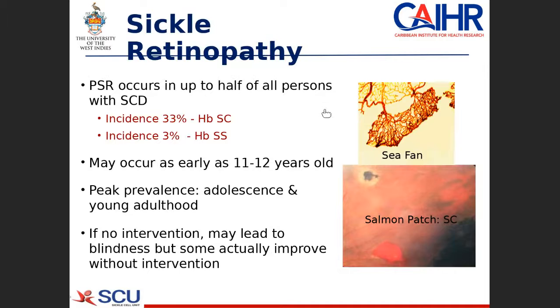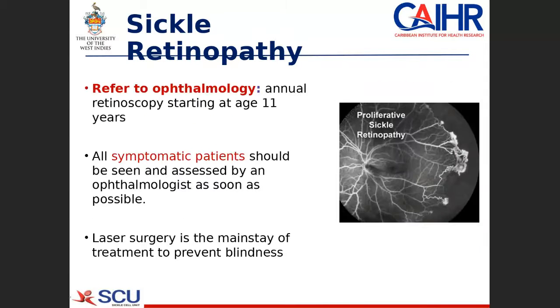Proliferative sickle retinopathy occurs in over 50% of persons with sickle cell disease, and sickle retinopathy is of interest because it is more common in persons who have SC. So those persons who have SC disease, although a milder form of disease in theory, are at risk for sickle retinopathy. As a result of this, all persons with sickle cell disease are encouraged to be referred for ophthalmology screening from the age of 11 years. So all genotypes should be referred for eye assessment from age 11, and this should occur every year because you want to detect any changes very early on, so that they can do laser or something about it.